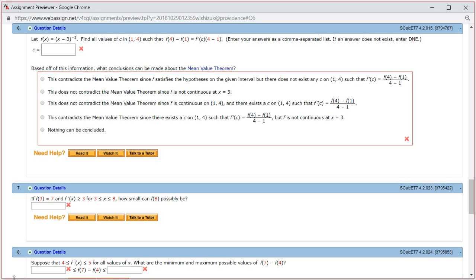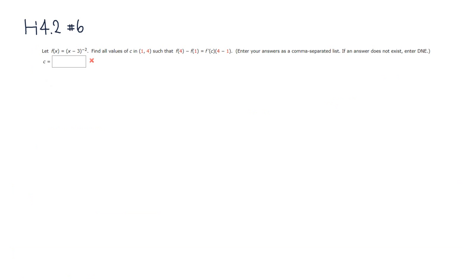All right, let's look at homework 4.2, problem number 6. Let's find the c value guaranteed by the Mean Value Theorem. First we need to find f of 4. If you plug in 4 here, 4 minus 3 is 1, and 1 to the negative 2 power is still 1.